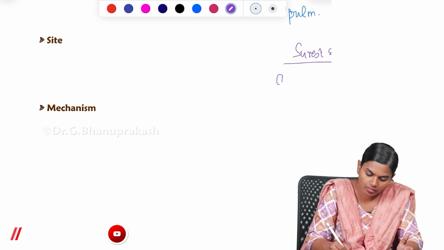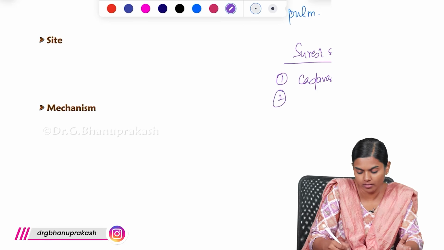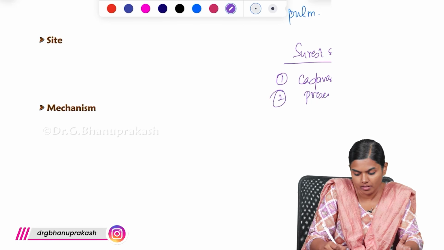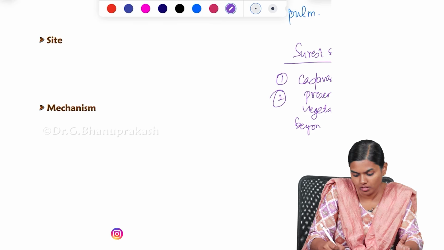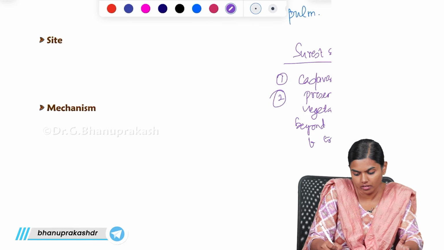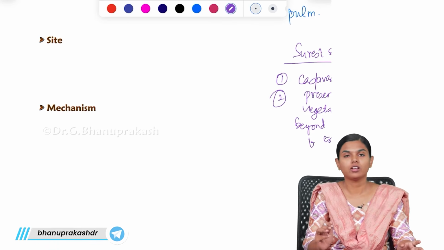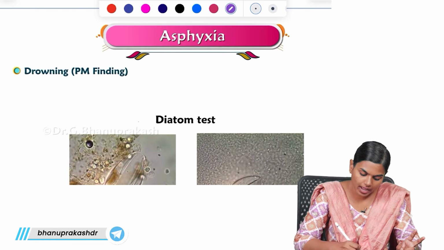Till now, you have cadaveric spasm. Then you have the presence of vegetation and froth beyond bifurcation of trachea. So these are the surest signs we have got till now. After that, you have the diatom test.